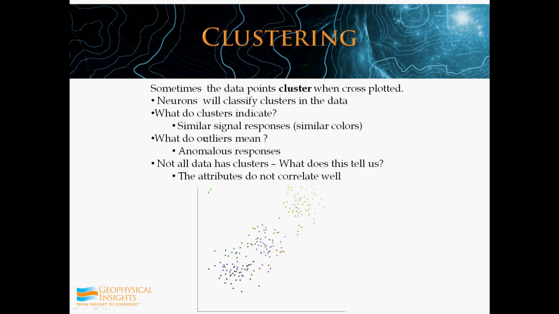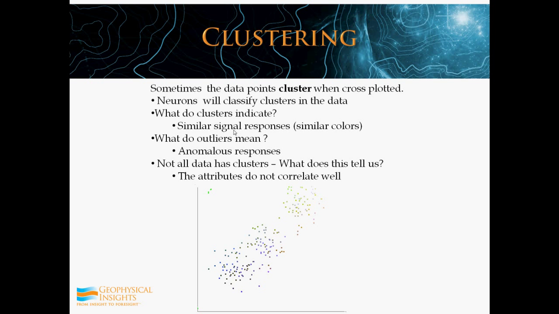But when there is clustering, what does that indicate? Well, it shows us that there are similar signal responses in the seismic data. In our case, those are similar colors. And then we have some outlying data that is not in the cluster. What does that mean to us? Well, this would be anomalous responses where the seismic data at that point doesn't look like anything else.